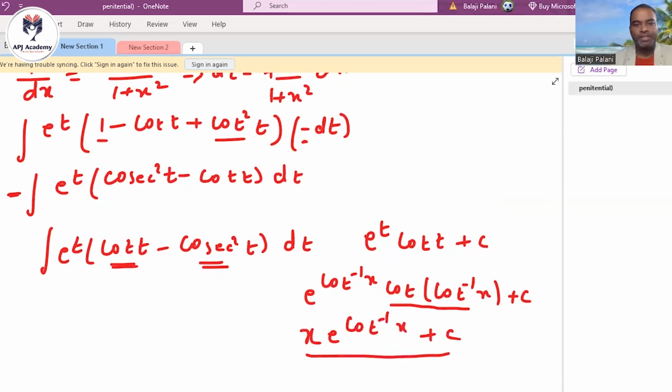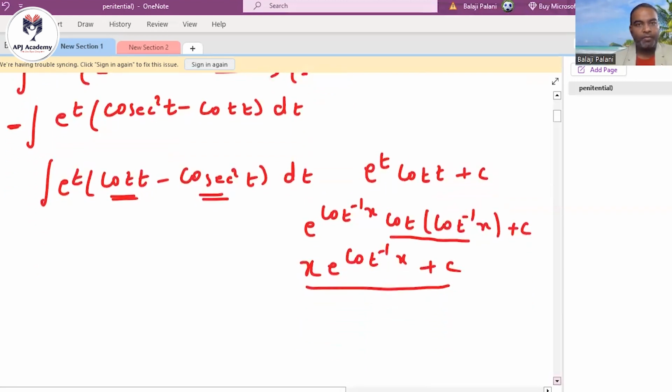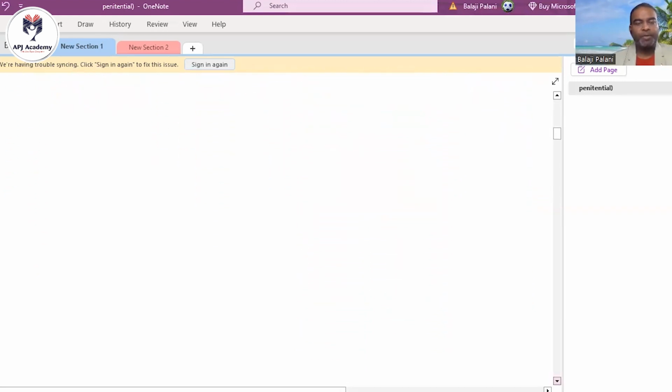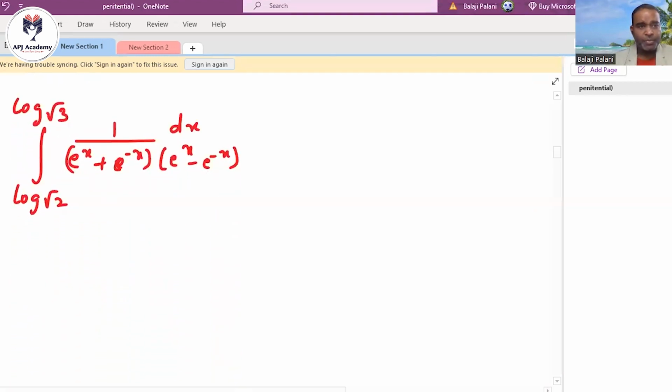Hope this question is interesting and it's very easy. Whenever the exponential format comes, you will have to think of getting it into the format of function and its derivative. And the next question here, between log root 2 and log root 3 as the limits, is again an exponential question.